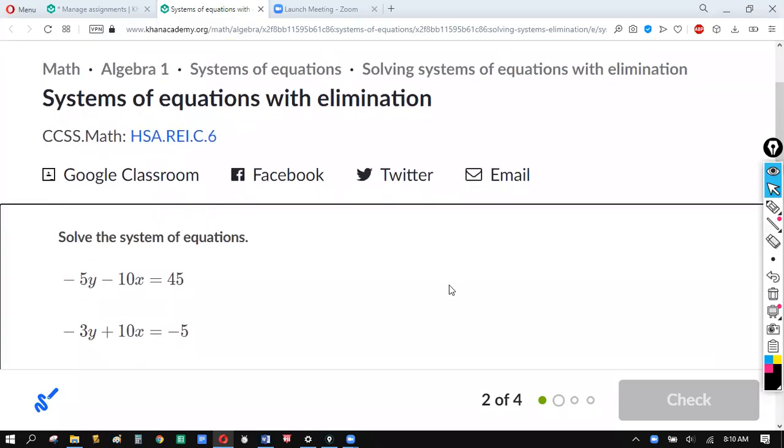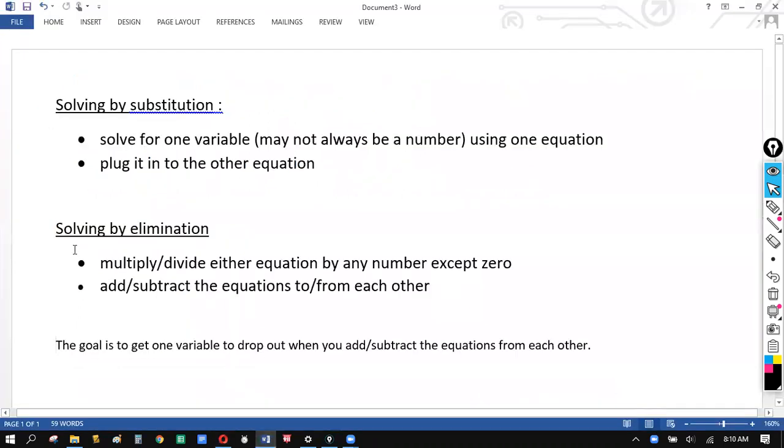Okay, this will be for the assignment, systems of equations with elimination. All right, and for elimination, solving by elimination, there's two main things you can do. You can multiply or divide either equation by any number except 0, and you can add or subtract the equations to and from each other.